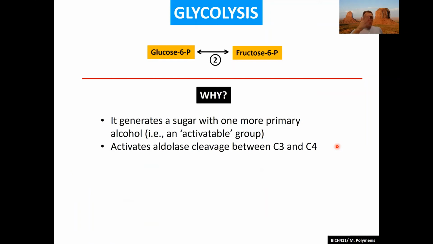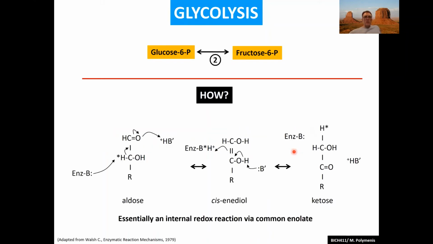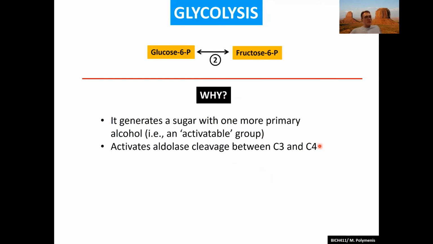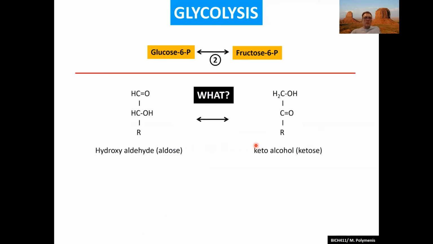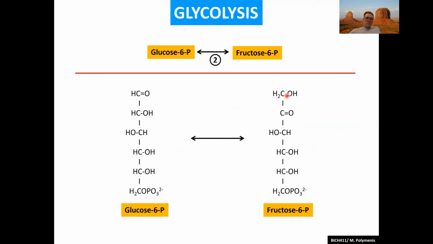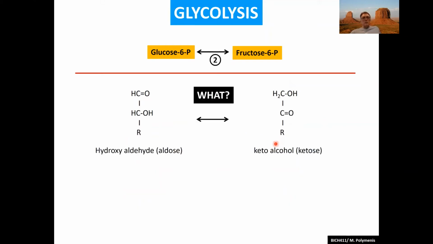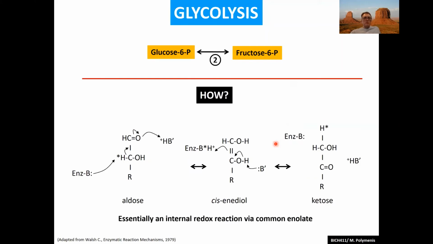All right, so why bother with this? It generates a sugar with one more primary alcohol. By the way, the primary alcohol will be this. That's an activatable group, and it's important for that group to be there because a few steps down the road it will activate cleavage between carbon 3 and 4. So to make it a little clearer, let's go back. You need this primary alcohol up here so you can actually break the bond between carbons 3 and 4 later in the aldolase reaction. So that's the purpose of this reaction.